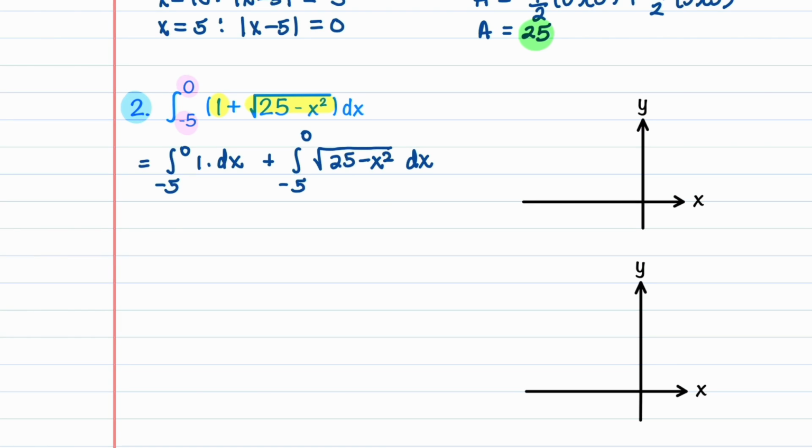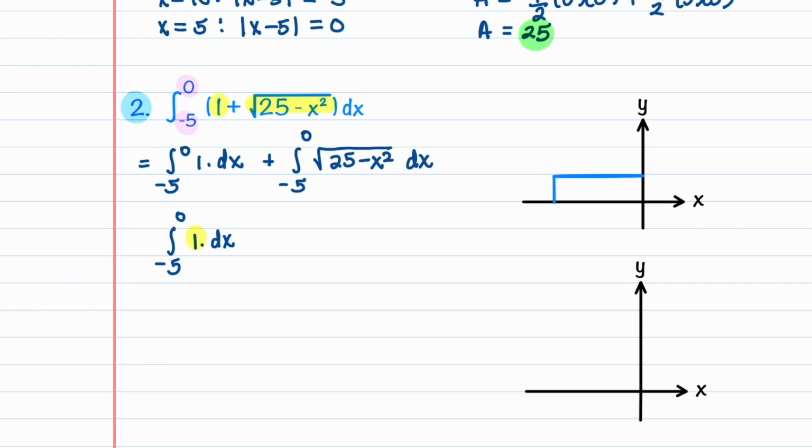Let's start by looking at the integral from -5 to 0 of 1 times dx. Our function is equal to 1, so up here on our graph, I am going to draw the line y is equal to 1.